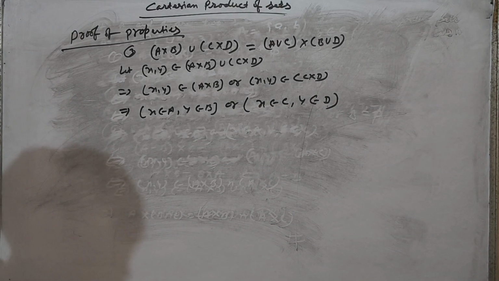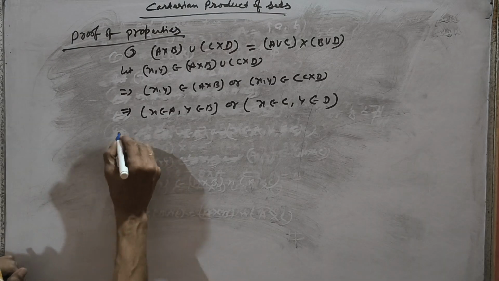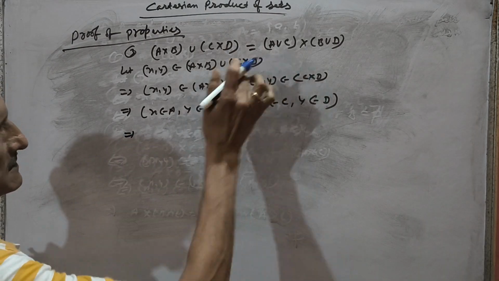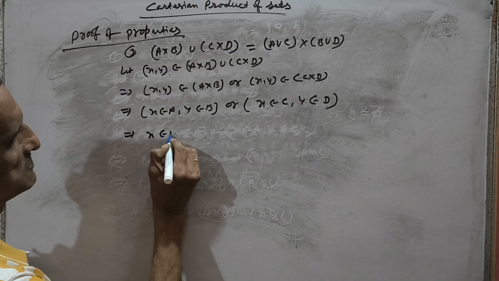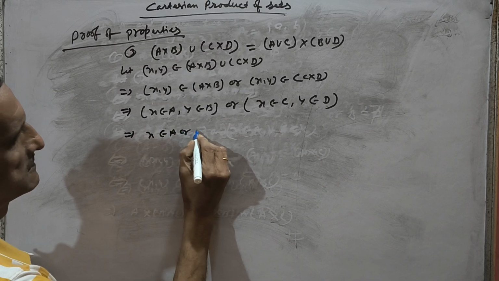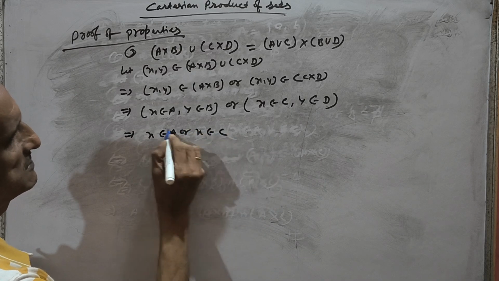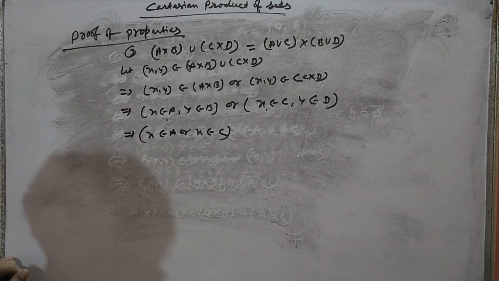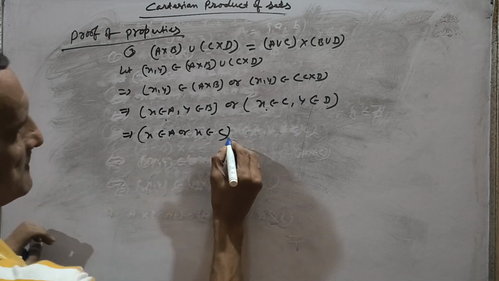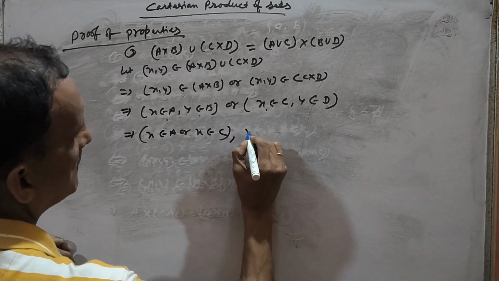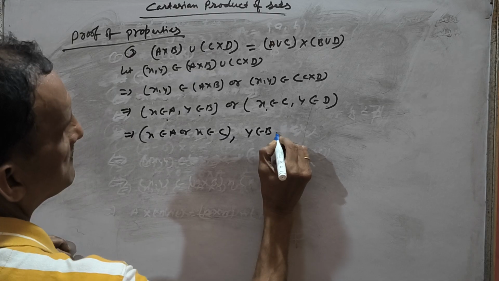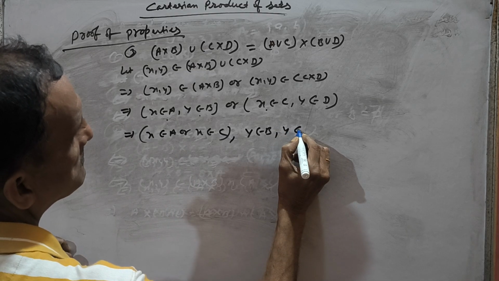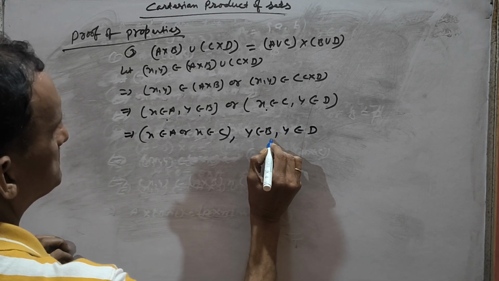Understood? Now what we will write? See the target. To write down: x belongs to A or x belongs to C together, x belongs to A or x belongs to C together. And here these two: y belongs to B, comma, y belongs to D together.